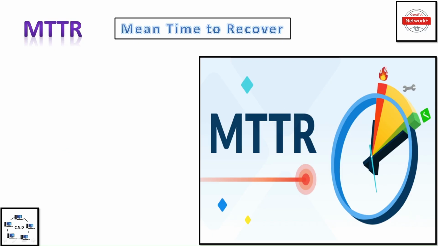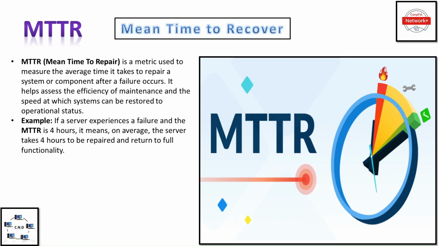MTTR, that is mean time to recover. So MTTR, mean time to recover, is a metric used to measure the average time it takes to repair a system or component after a failure occurs. It helps assess the efficiency of maintenance and the speed at which the system can be restored to operational status. For example, if a server experiences a failure and the MTTR is 4 hours, it means on average the server takes 4 hours to be repaired and returned to full functionality.